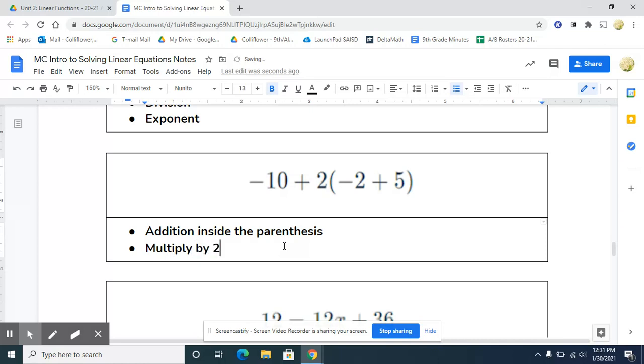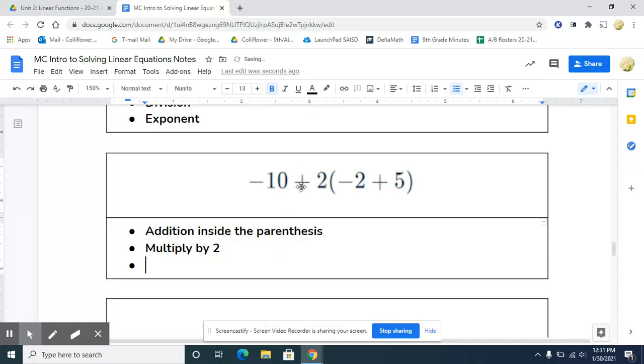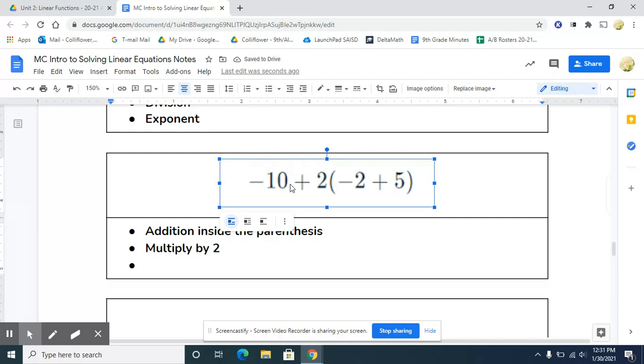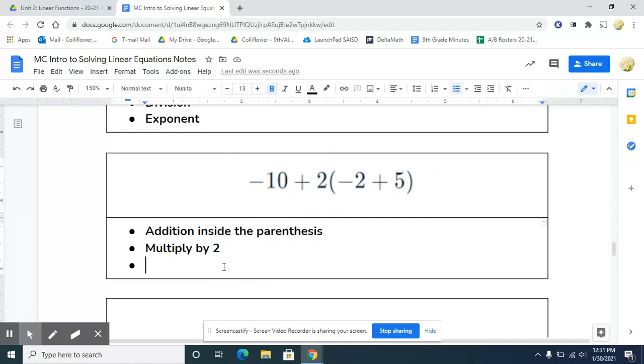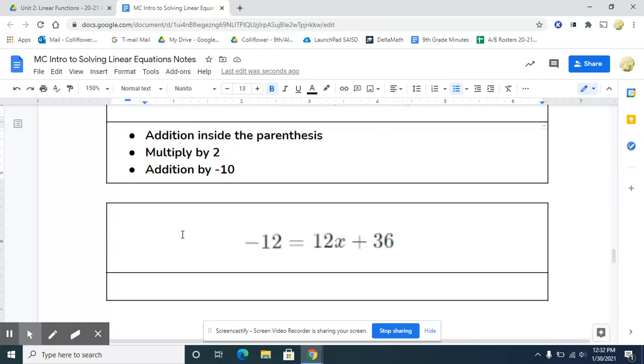Multiply by 2. And the last operation would be this negative 10 plus. So then the last operation would be the addition by negative 10. So this is the order we would take to simplify this expression.